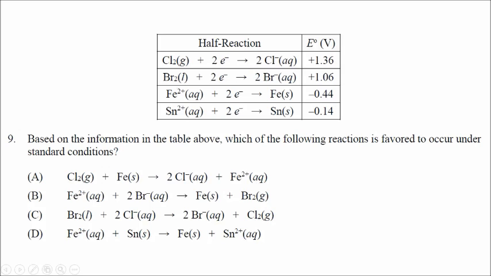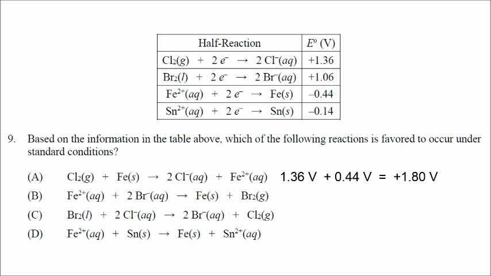Number 9, based on the information in the table, which of the following reactions is favored to occur? Let's calculate the cell potential for all 4 of these reactions. With part A, I've got chlorine on the left as Cl2, and I've got chloride on the right. That means the first half reaction was not reversed, so it's 1.36. But the third half reaction, Fe2+, that one has to be reversed, so I get a positive 0.44. So far, that one should be the one that's favored.